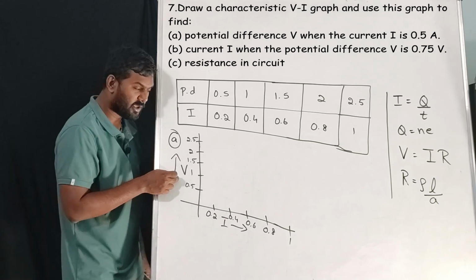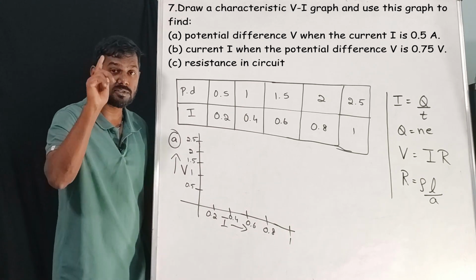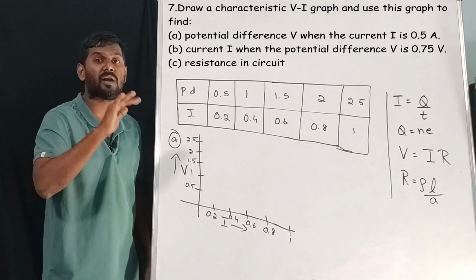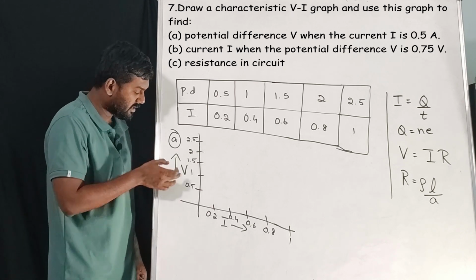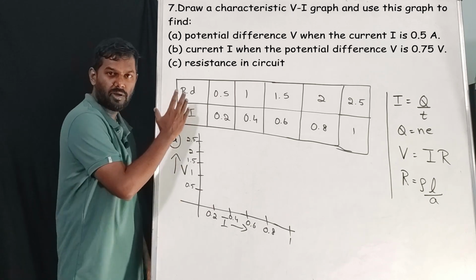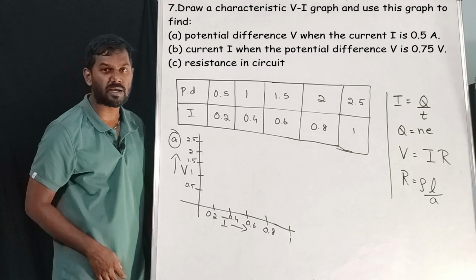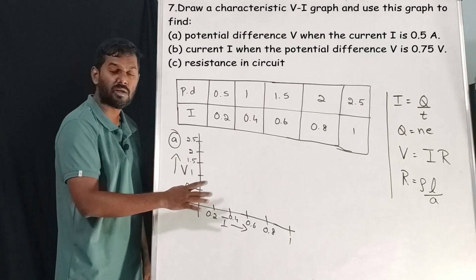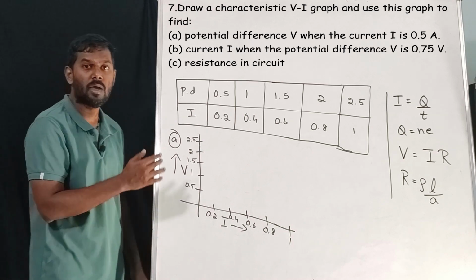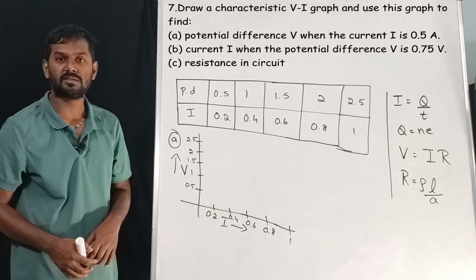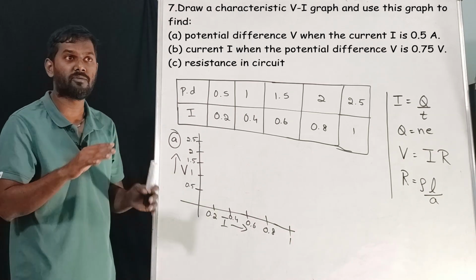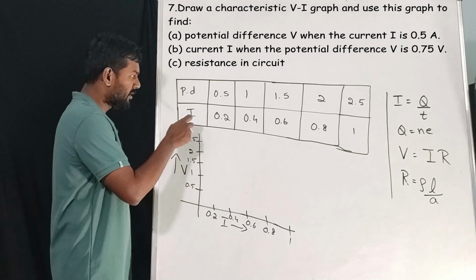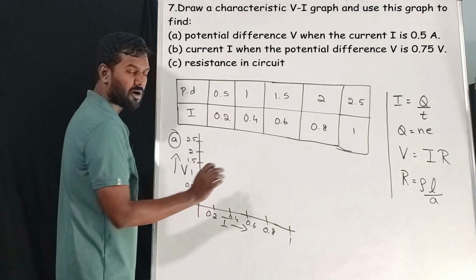Okay, listen, VI graph, we have to see properly in the exam whether they are asking VI graph or IV graph. VI graph means V will come in y axis and I will come in x axis. IV graph means I will come here, V will come here. Even though the graph is same, the x and y axis values will be completely different. We have to be very careful. And I have written V values and I values accordingly.